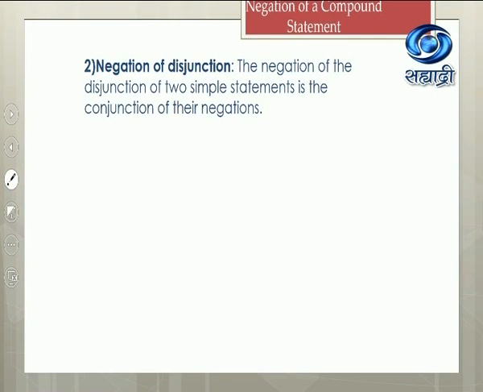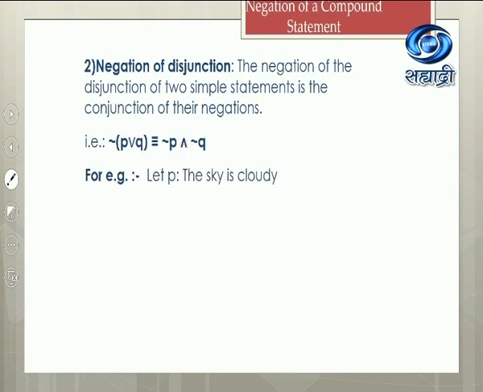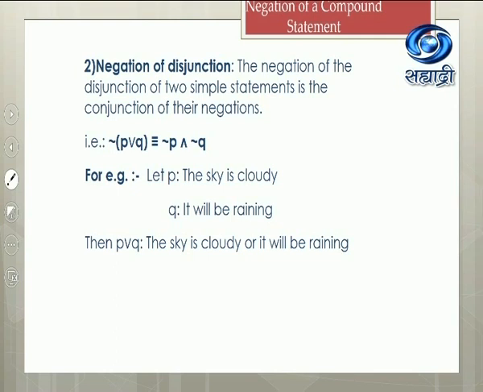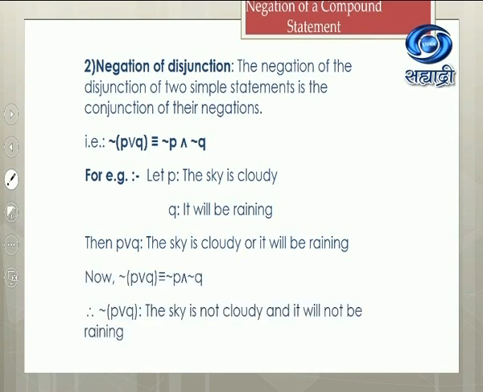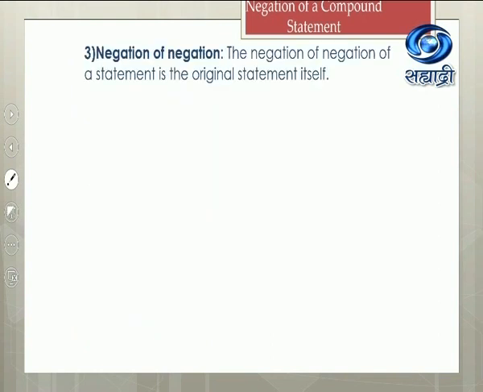Similarly, now let us see negation of disjunction. The negation of disjunction of two simple statements is the conjunction of their negations. So negation of P or Q is equivalent to negation of P and negation Q. Here again, when we open the bracket, the statements become negative and or becomes and. Let P, the sky is cloudy, Q, it will be raining. So again, the sky is cloudy or it will be raining. This is the verbal statement, correct? So here the negation will be the sky is not cloudy and it will not be raining. Okay, students?